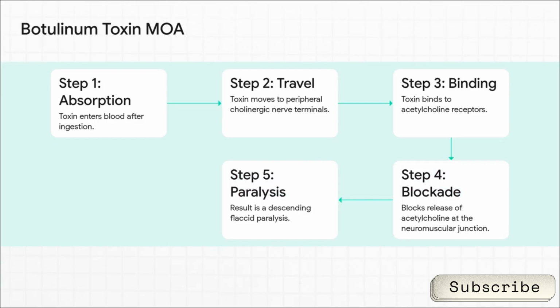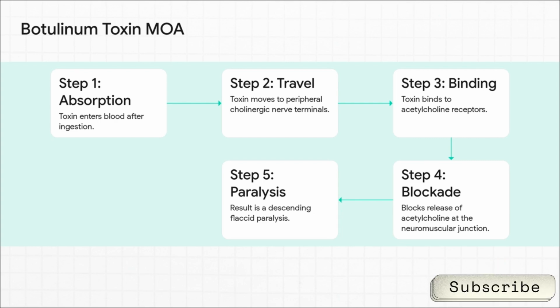And now for the big one, the most potent toxin known to humankind, botulinum toxin. The way this thing works is, well, it's terrifyingly precise. It gets absorbed into your blood, travels to your nerve endings, and then it does one thing. It blocks the release of acetylcholine. And if you can't release acetylcholine, your muscles can't contract.